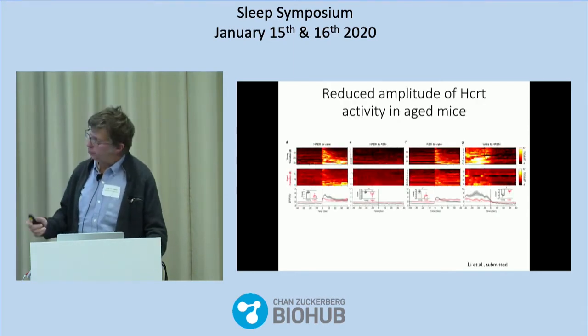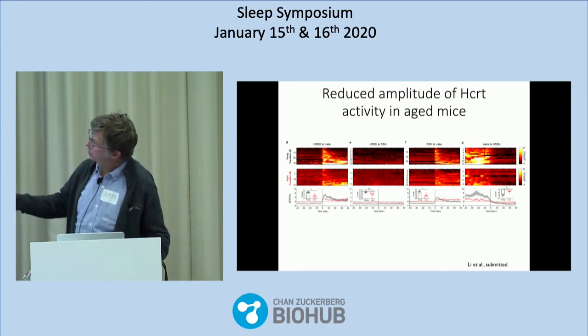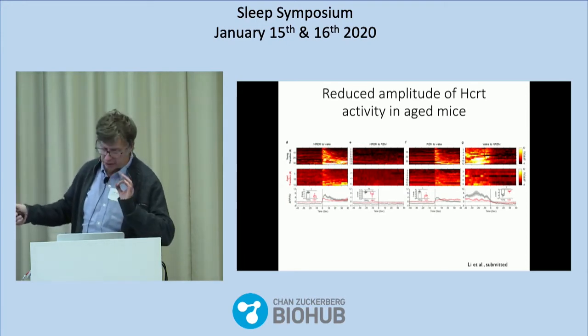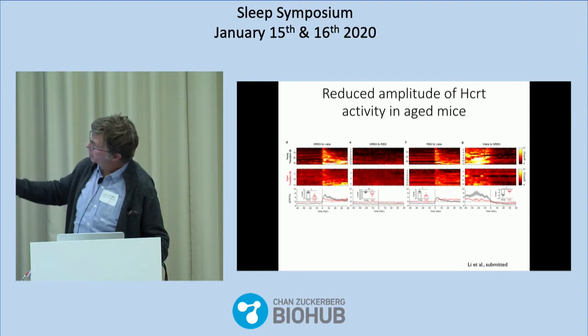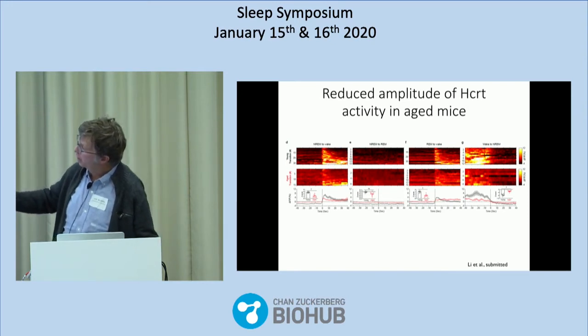And we had some evidence for that because when we used fiber photometry, which directly assesses neuronal activity of individual neuronal circuits, and looked at the activity of hypocretin neurons during sleep-to-wake transitions in young and aged mice, we saw a very clear decrease in the amplitude of the response in aged animals.